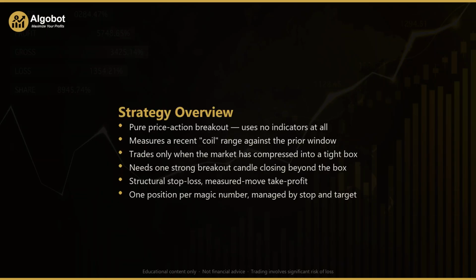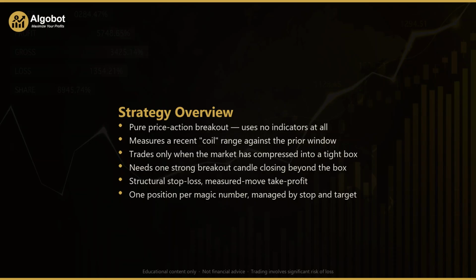So what does this expert advisor actually do? Apex Compression Break is built around a single, very old observation about markets, the idea that price tends to coil before it expands. When a market goes quiet and its range tightens, energy is effectively building up inside a narrowing box. Sooner or later, that tension resolves with a sharp move in one direction. This strategy is designed to measure that compression and to position itself for the expansion that often follows.